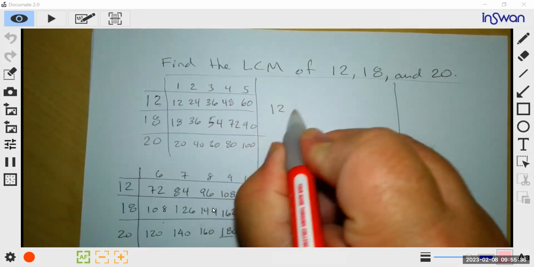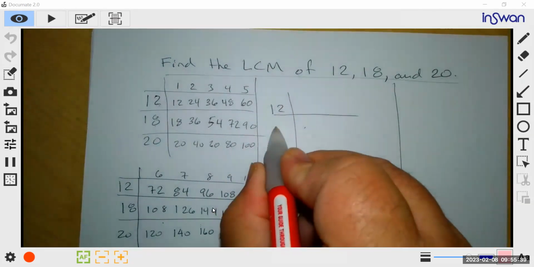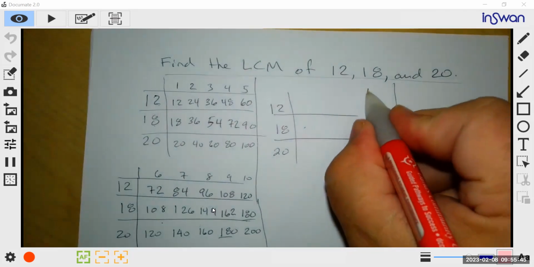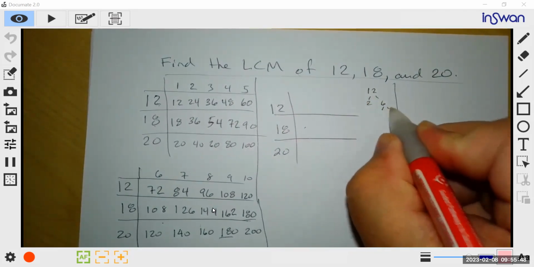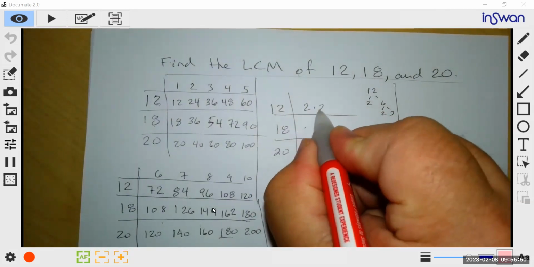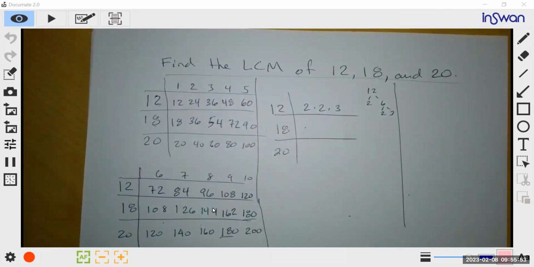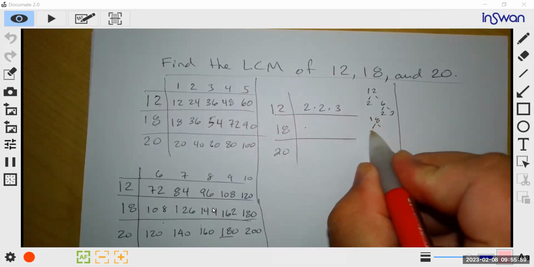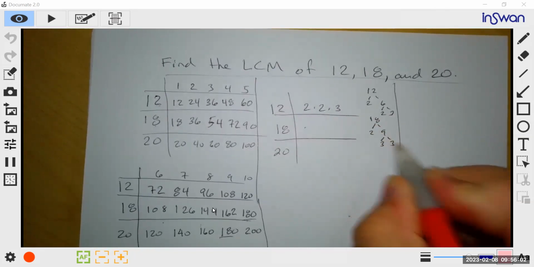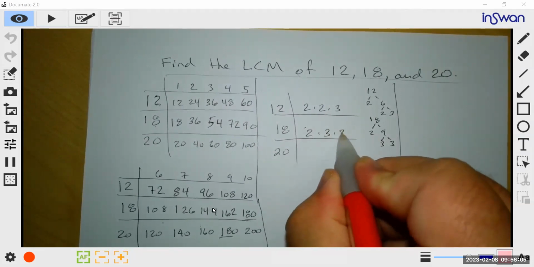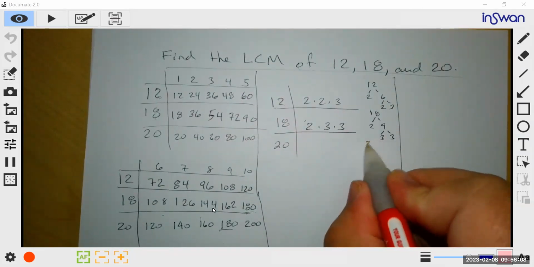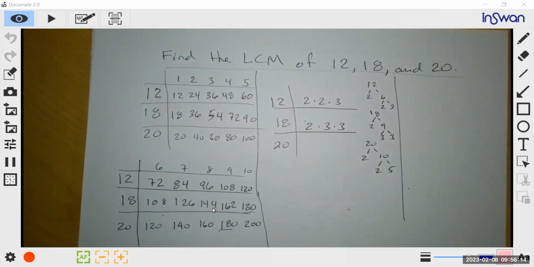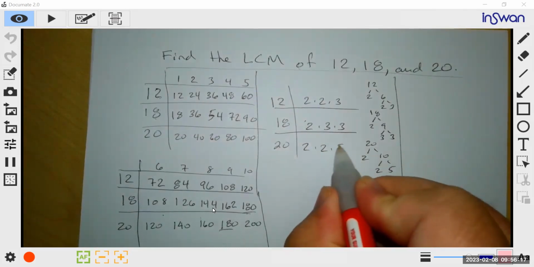Prime factorization. So what is 12 made up of? 12 is made up of 2 times 6. 6 is 2 times 3. So it's 2 times 2 times 3. 18 is made up of 2 times 9. 9 is 3 times 3. So it's 2 times 3 times 3. 20 is 2 times 10. 10 is 2 times 5. So it's 2 times 2 times 5.